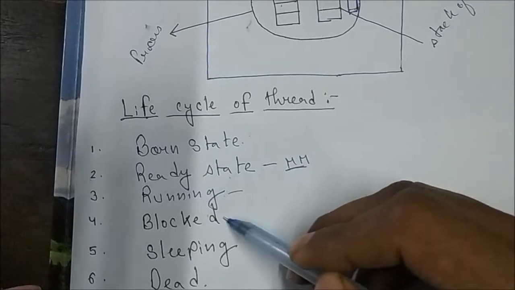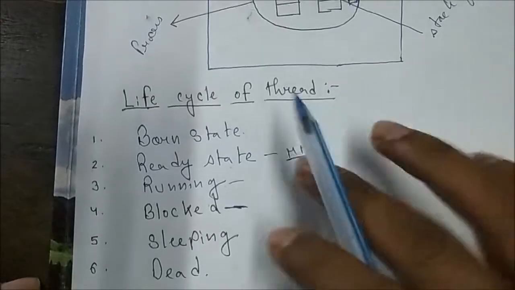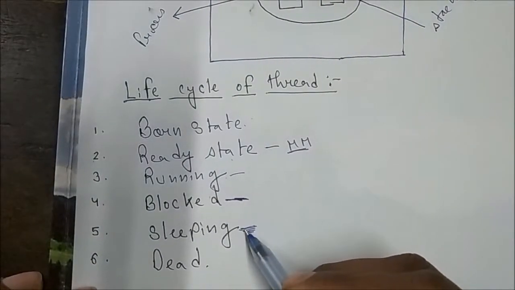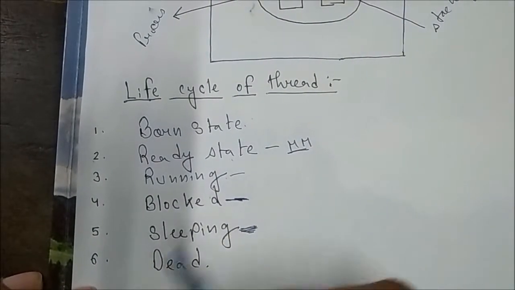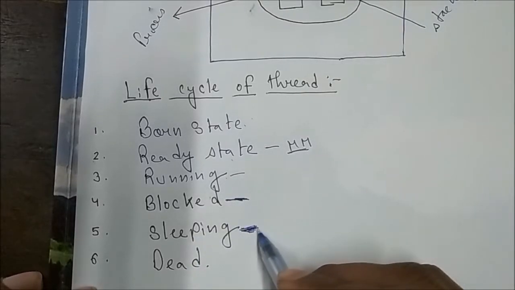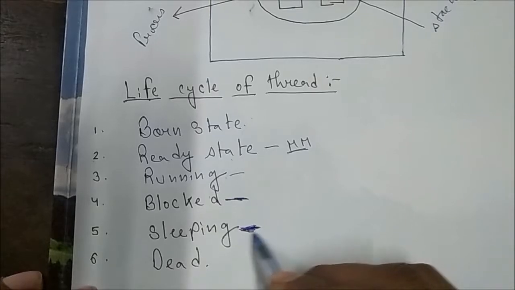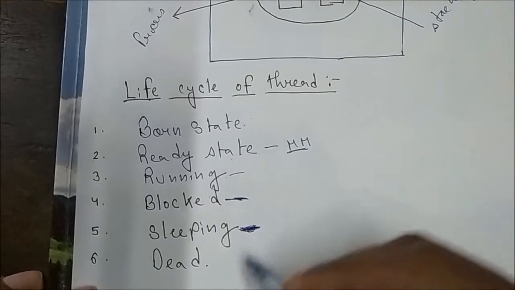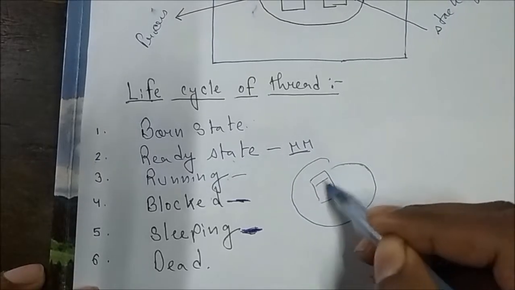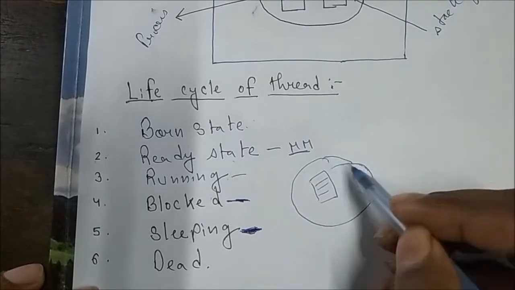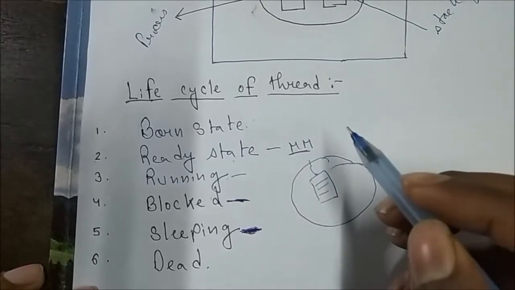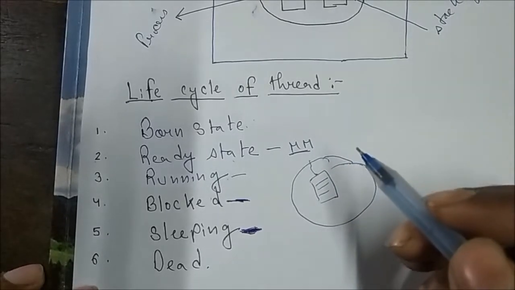Block state we have studied in process. It is a similar thing. The sleeping state is new to threads. We have seen the block state in process, but we have not seen a sleeping state. So what happens in sleeping? Within a process, a thread will expire for some interval of time. Then it will be available in the ready state.